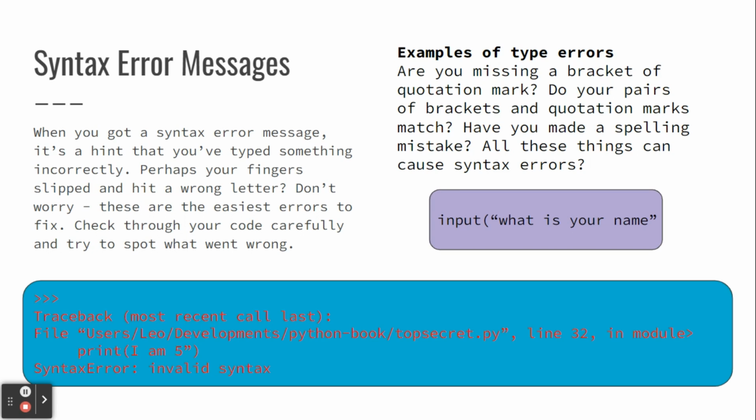So, examples of syntax errors. Are you missing a bracket or a quotation mark? Do your pairs of brackets and quotation marks match? Maybe you made a spelling mistake. All of these things can cause syntax errors. So it's important to look through our code so we can pinpoint what exactly went wrong.